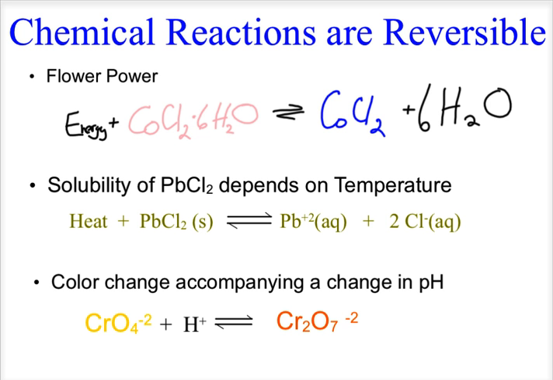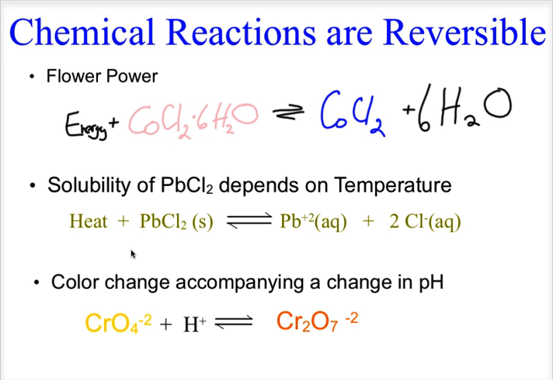For example, the blue-colored cobalt chloride anhydrous substance can be converted into the pink-colored flower that hangs in the classroom easily by adding water. Pink to blue, blue to pink, adding and removing water, adding or removing heat can convert one form, the hydrated copper chloride, into the anhydrous.